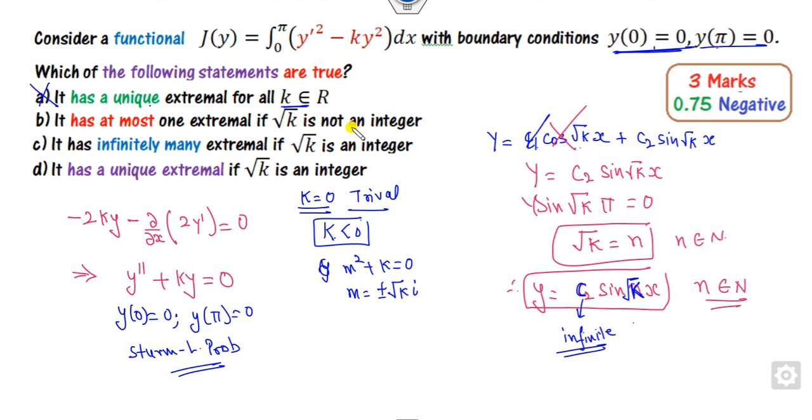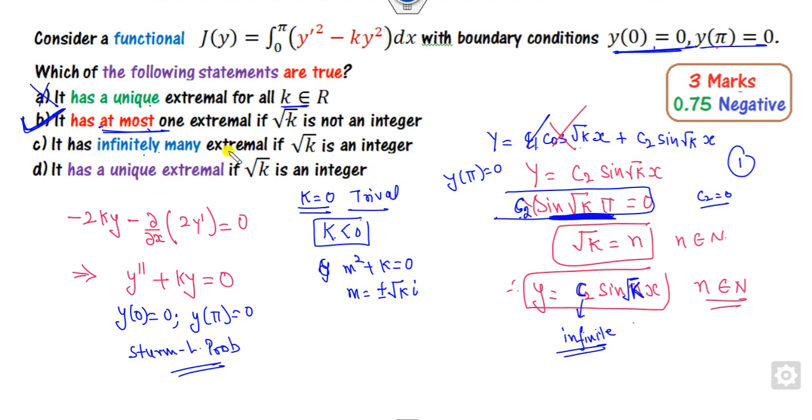If root k is not an integer, what is the meaning of that? It means this value will not be 0 when y of pi is 0. So c2 will be 0. If c2 is 0, you will get only the trivial solution. That means at most one solution, so one solution is the right answer.